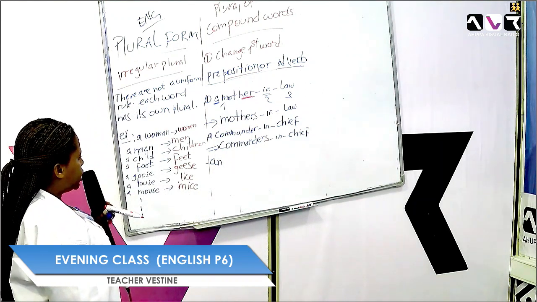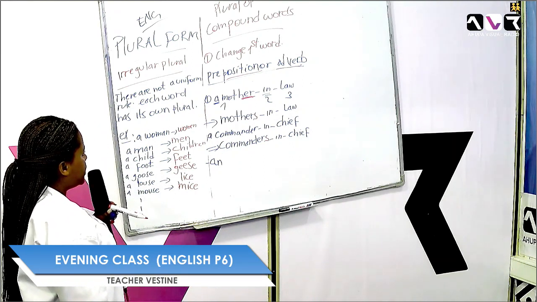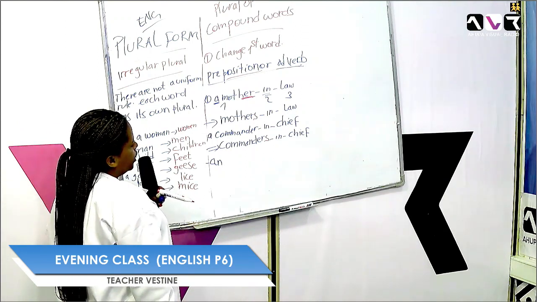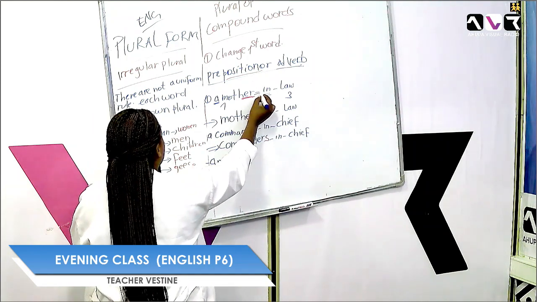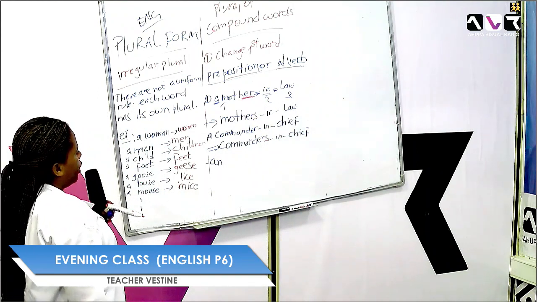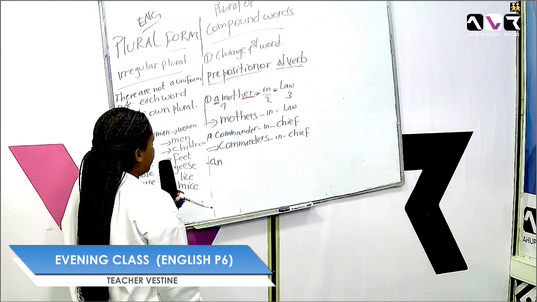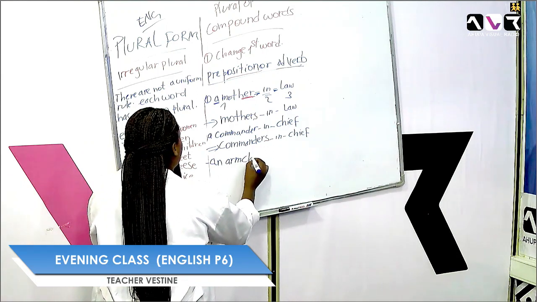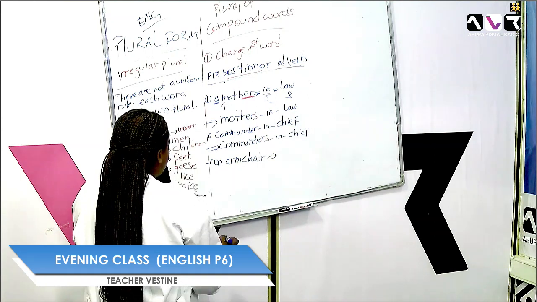Now let us see when there isn't a preposition. Because a compound noun can be made with more than one word separated with a hyphen. Hyphens are those ones which are like a minus. Or it can be written in one word. For example, when I say armchair, it is written in one word.